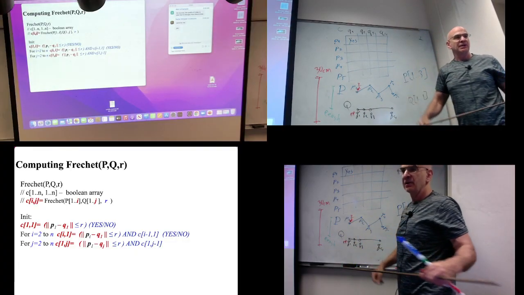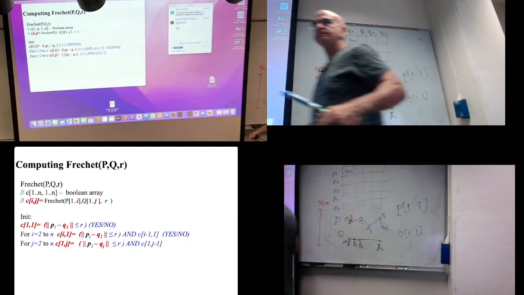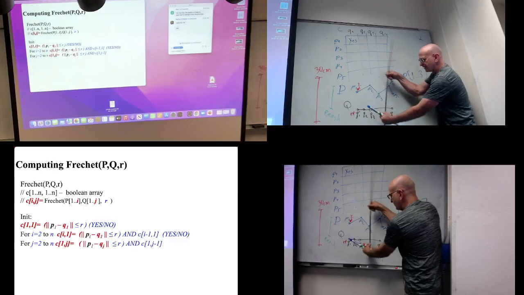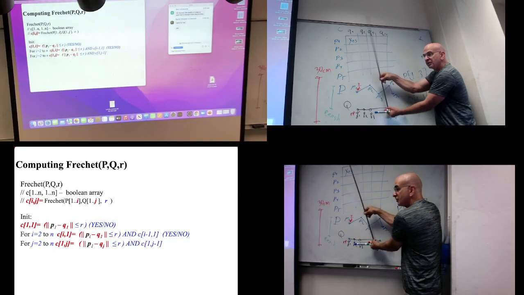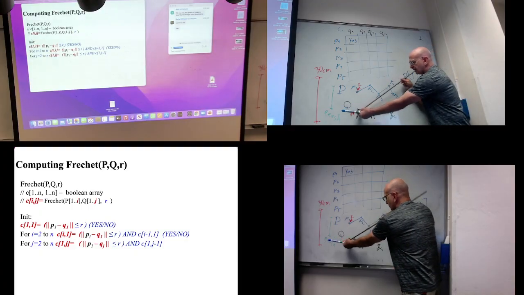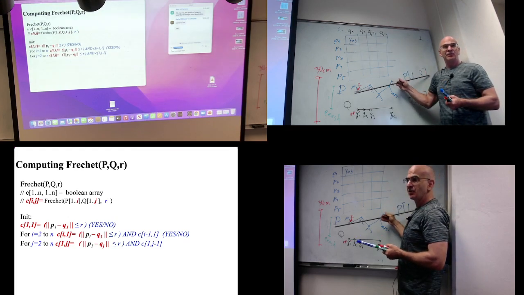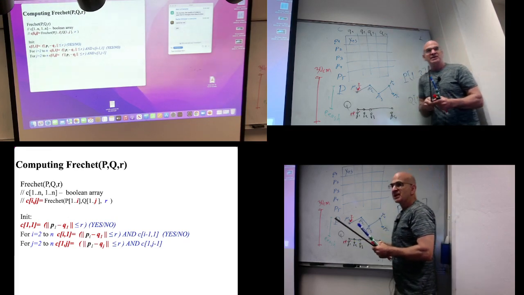Can you tell me what the table will look like when I'm done? For this particular leash, it's a very long leash with respect to P and Q. What will the table look like when I'm done? All of it will be yes. All the cells will be true, will be yes. Because no matter how they are progressing, no matter what the schedule, there are not two points that are more than 30 centimeters apart. So in this case, it will be yes all over the place.